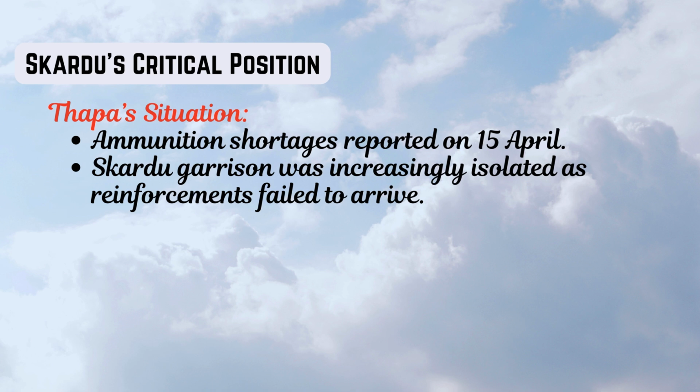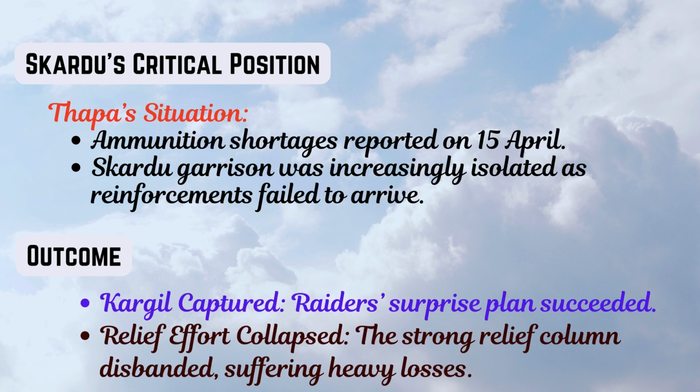The Skardu garrison became increasingly isolated as relief columns, like the Biscuit column, failed to reach their destination. The outcome: Kargil captured. The raider surprise plan succeeded, and Kargil fell to their forces. This effectively cut off all logistical and communication routes to Skardu. Relief effort collapsed. The strong relief column suffered heavy losses during ambushes and was ultimately disbanded, leaving Skardu completely stranded.